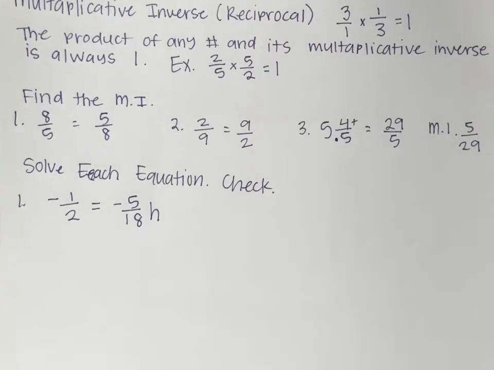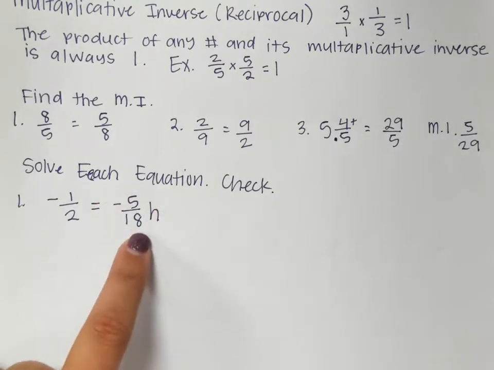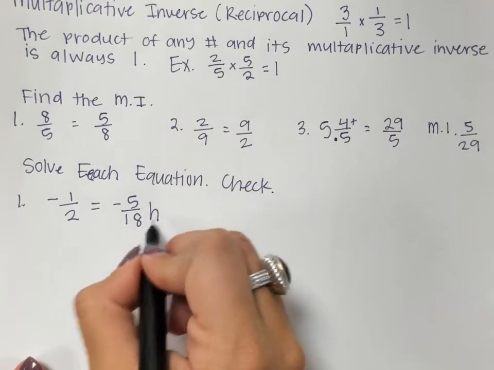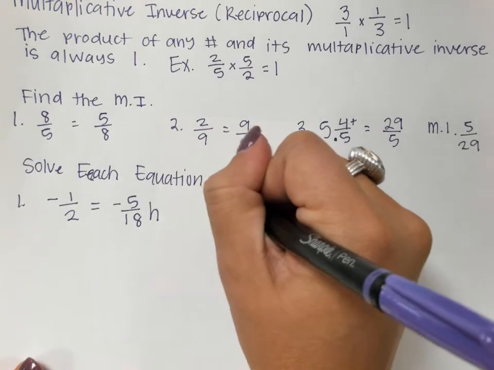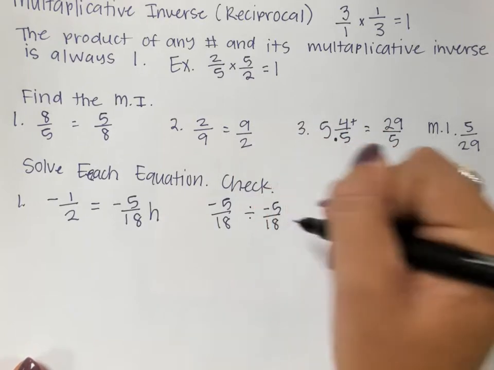So if I want to solve this equation, remember from yesterday and last week, you have to do the inverse operation to solve for h, right? If I have negative 5 over 18h, that means I'm multiplying negative 5 over 18 times h. So what's the inverse of multiplication? Division. So this is a side note. To get h by itself, I would divide both sides by negative 5 over 18, right? So I would have negative 5 over 18 divided by negative 5 over 18.